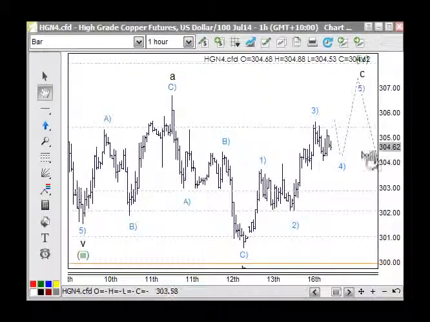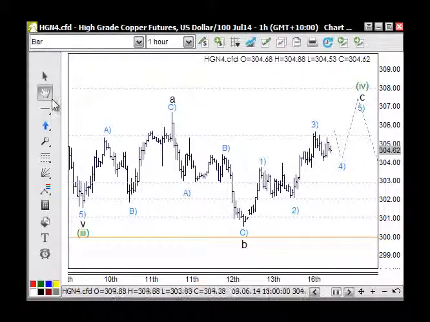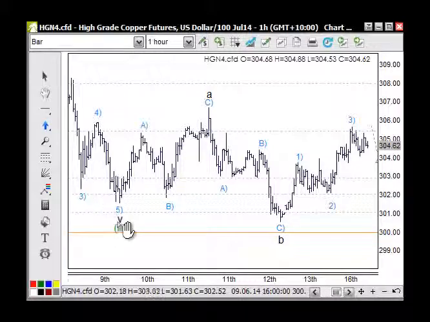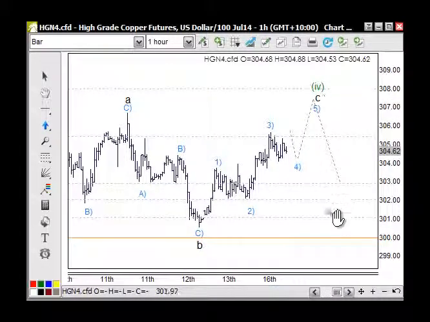My reasoning behind this is this particular pattern that we're looking at here. So we've got the 3rd wave down. We're looking for the 4th wave and the 5th wave, and then we'll get the larger bounce.